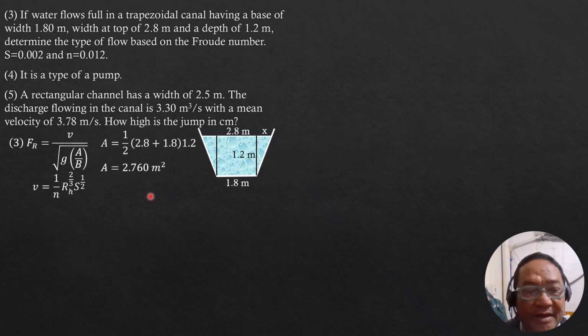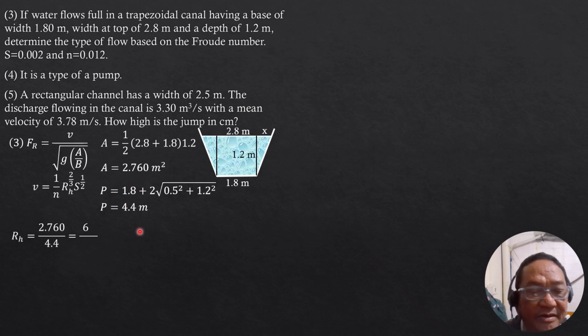Next, we compute the wetted perimeter, which is 1.8 plus 2 times this inclined side. This inclined side is square root of x squared plus 1.2 squared, and x is 0.5. So perimeter is 1.8 plus 2 times square root of 0.5 squared plus 1.2 squared. So the wetted perimeter is equal to 4.4 meters. From there, we substitute it here to compute for the hydraulic radius, by the way, area over wetted perimeter. So the hydraulic radius is 69 over 110 meters.